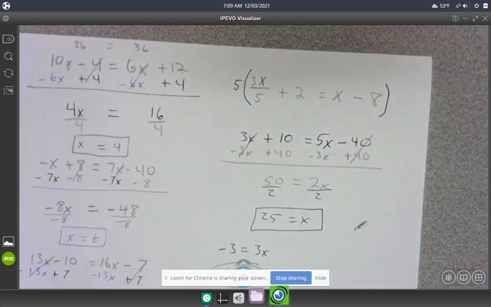That will hopefully get you started. We're going to cover more of these types of equations later.